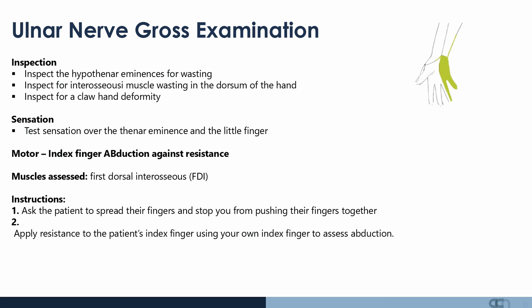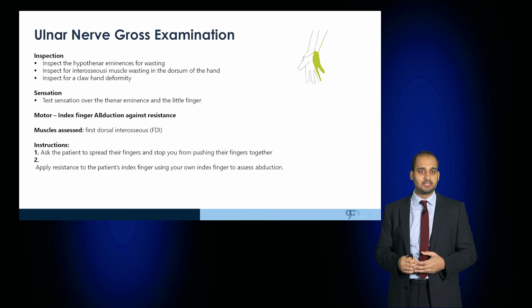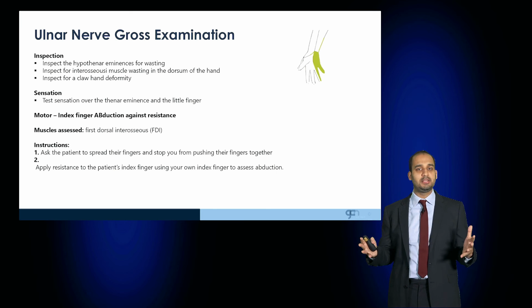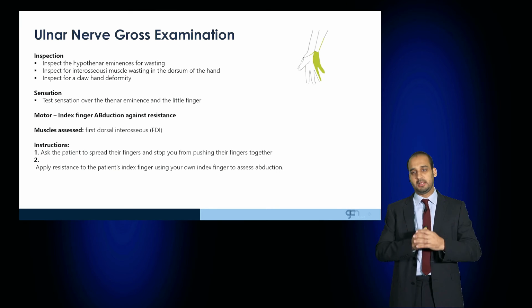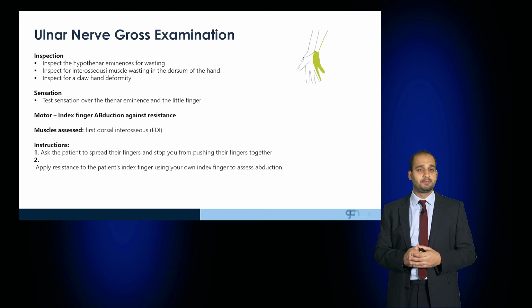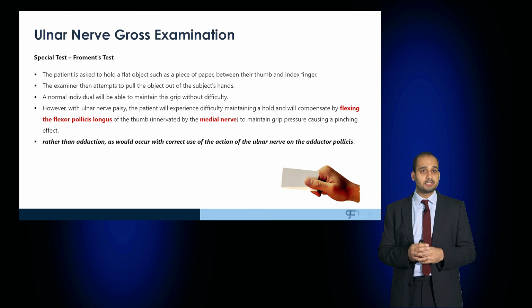Test sensation over the thenar eminence and the little finger, and test finger abduction against resistance by asking the patient to spread their fingers out and see if you can apply resistance to prevent the patient from spreading their fingers. A special test that you can use to detect ulnar nerve damage is the Froment test.